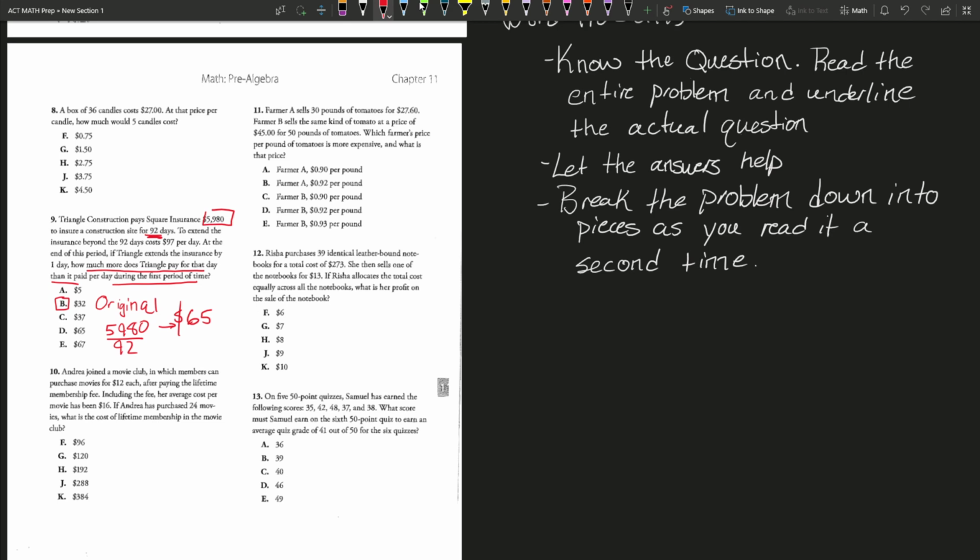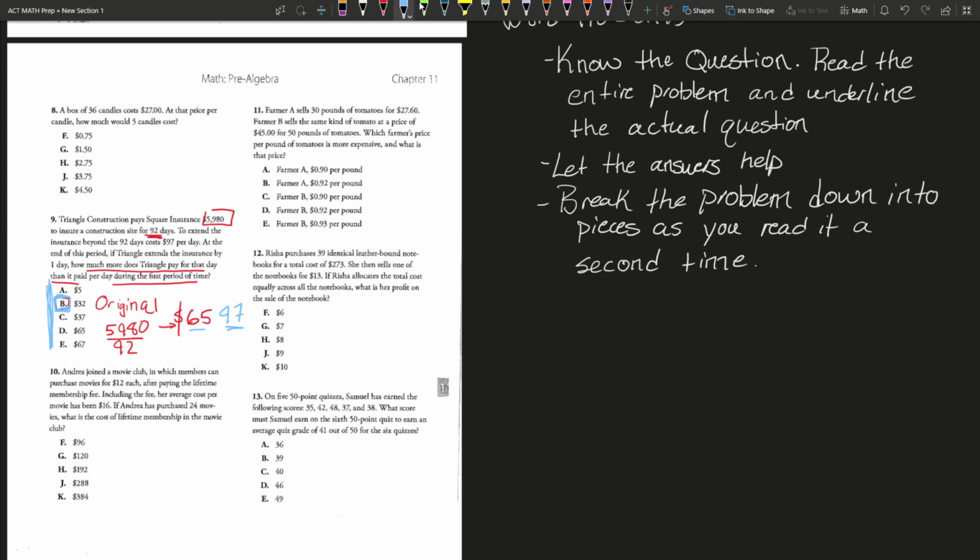Okay. To extend the insurance beyond 92 days costs $97 per day. So if we just extend it by 1 day, how much more are we paying per day than original? Well, yeah, so we compare 97 to 65, right? So how much more is 97 than 65? So what's the difference between 97 and 65? So you could say that, but even if you did say that, it's not an answer on this list. So then we have to rethink it a little bit. So what's the difference between 65 and 97? Yeah, so that's how you get that answer.